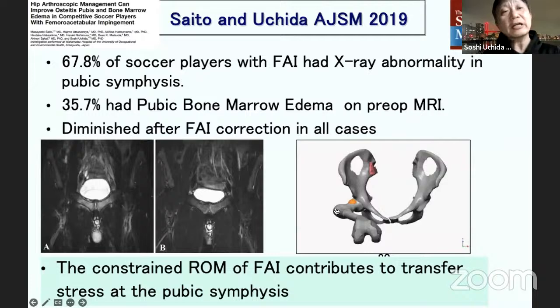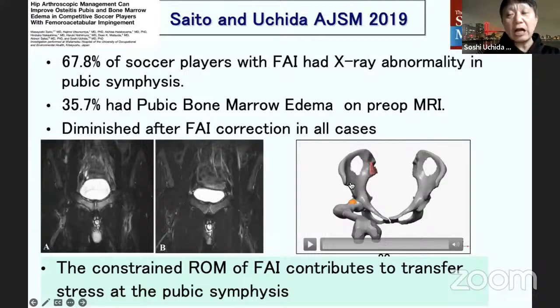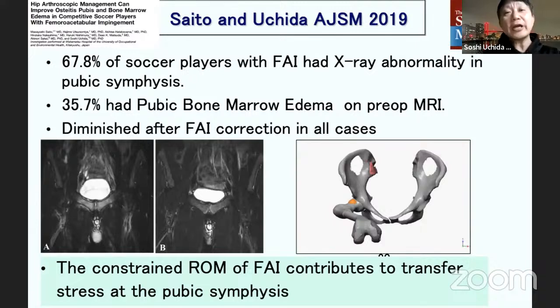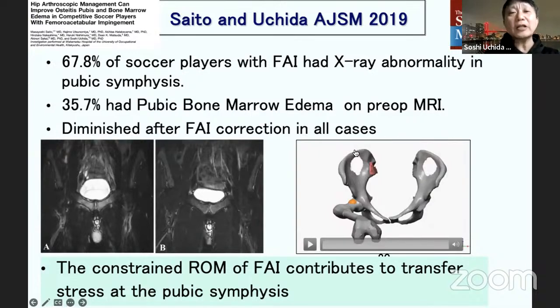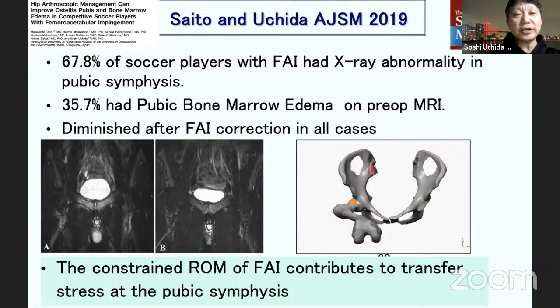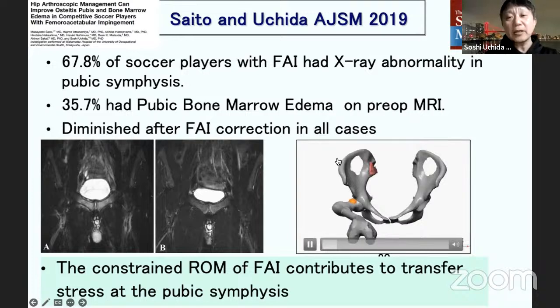This is our study looking at clinical outcomes of arthroscopic FAI correction and labrum repair surgery for treating a soccer player with FAI. In soccer players with FAI, 67.8% had X-ray abnormality of the pubic symphysis, and 35.7% had a pubic bone marrow edema pattern on preoperative MRI. But at 6 months after surgery, all findings diminished after FAI correction in all cases.